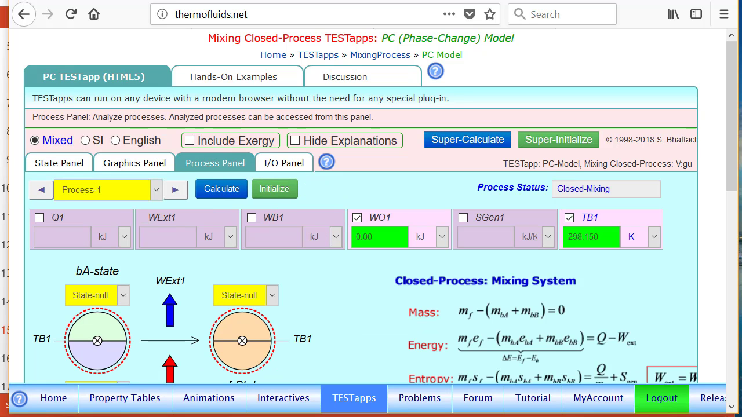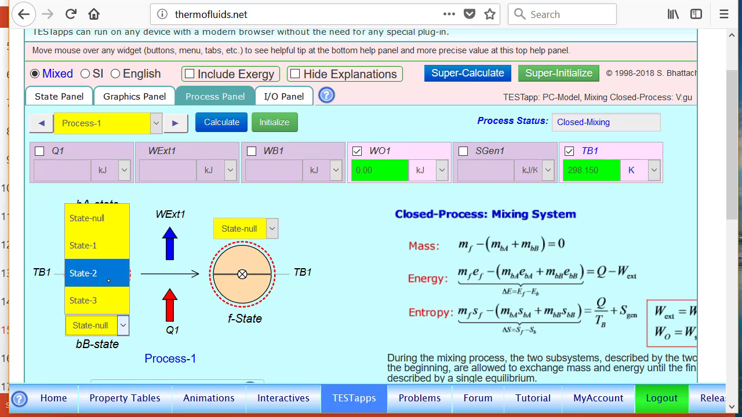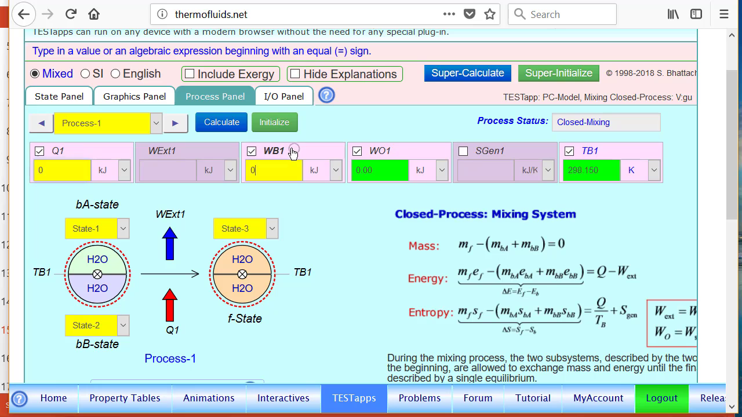Go to the process panel and take advantage of the energy equation. The beginning state has two subsystems, as you can see. The left side is the B state and the right side is the F state. State 1, which is H2O, is my state 1, and state 2 is vacuum, of course, in this case, but we chose H2O. That's why it's showing H2O, but clearly there is nothing there. And state 3 is all H2O. There is no heat transfer, there is no boundary work because overall the system is not expanding or contracting.